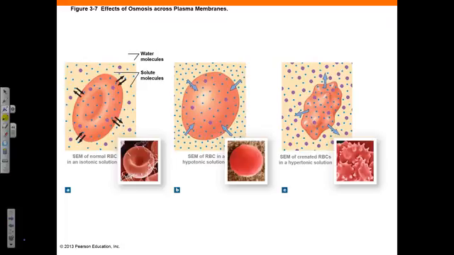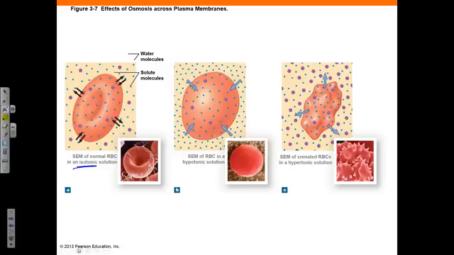This figure demonstrates what will happen to the shape of a red blood cell when it is exposed to solutions having different tonicity. In an isotonic solution, seen here, the solute concentration is equal both inside and outside of the cell. As a result, water will be moving into the cell and out of the cell at the same rate, and no net movement will occur. The cell retains its normal shape.